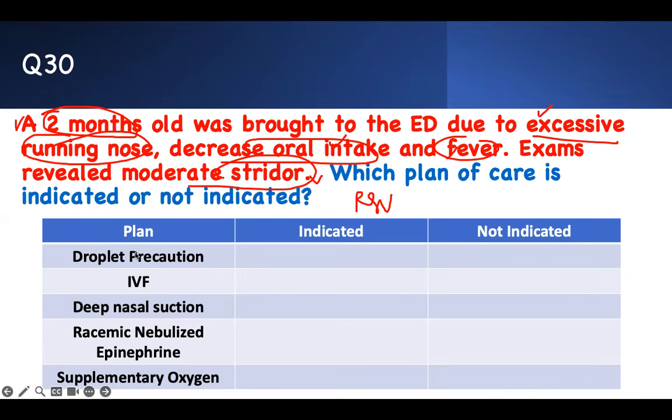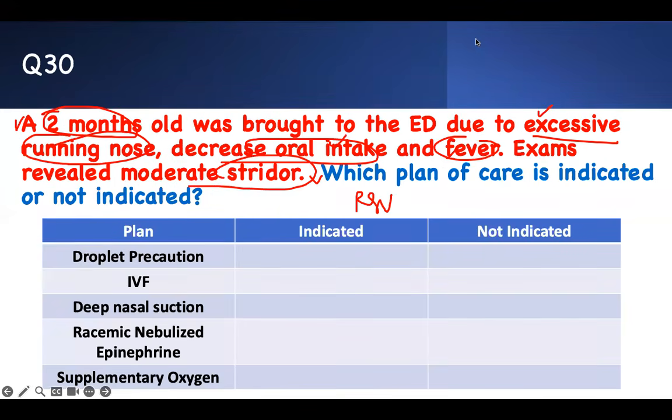So what precaution? Is it droplet or what? So this is not droplet. It's mostly contact precaution. So it's a contact precaution. So it's not indicated. The kid needs some fluid. You don't need to do deep nasal suction. So deep nasal suction is not indicated. Racemic nebulized epinephrine is indicated because of the stridor. And supplementary oxygen is indicated.